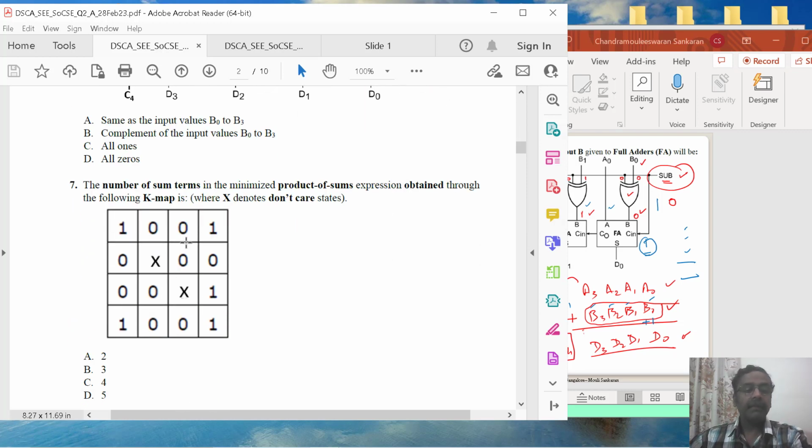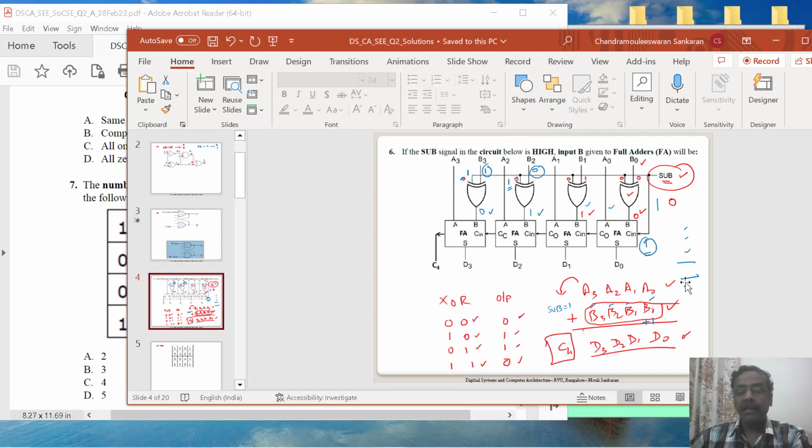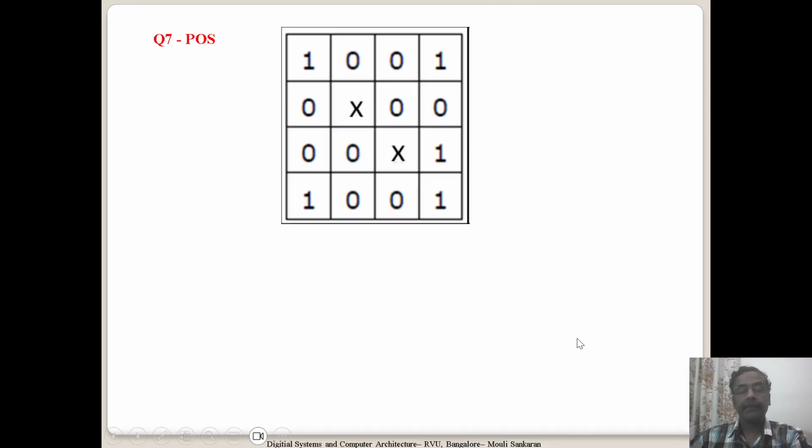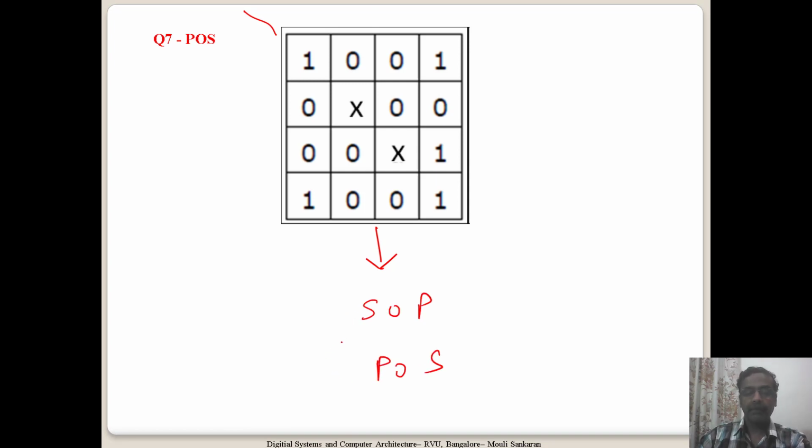It talks about a K-map, the number of sum terms in the minimized product of sums. Now, let us understand what is product of sums, and then we get into the discussion. Now, there are two ways you can get a simplified expression, given a K-map. K-map actually for maybe some variables, it's not shown here, it doesn't matter. Now, there are two things, sum of products, product of sums.